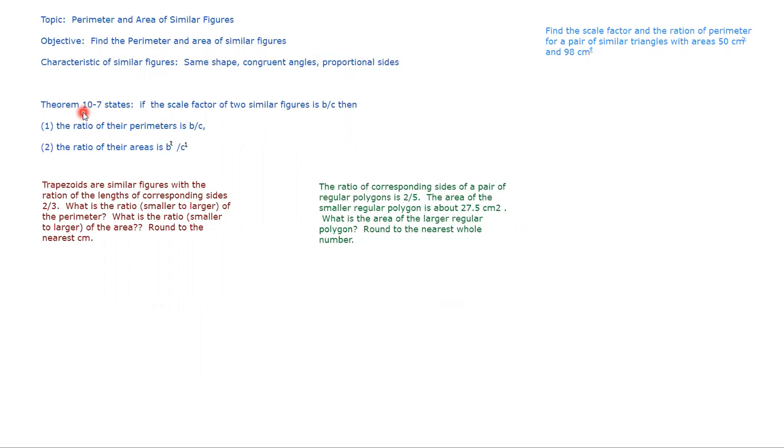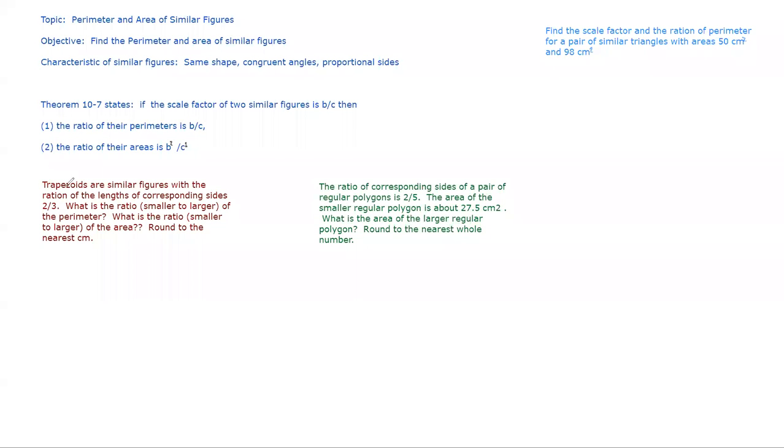The theorem for this section, Theorem 10.7, states if the scale factor of two similar figures is b over c, then number one, the ratio of their perimeters is b over c, and number two, the ratio of their areas is b squared over c squared. So if you know what the scale factor is, you can find the perimeter of one given the other. You can find the area of one given the area of the other. So we're going to do that.